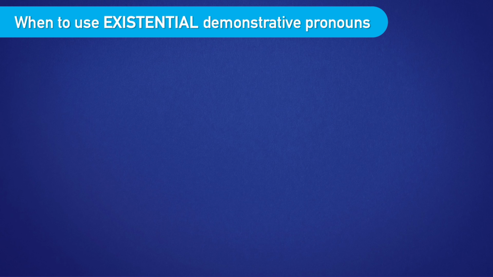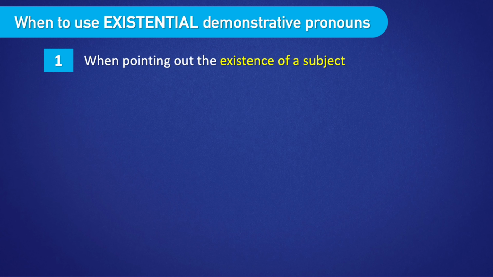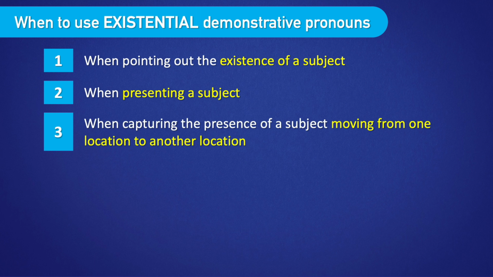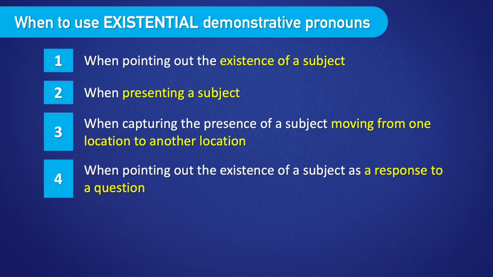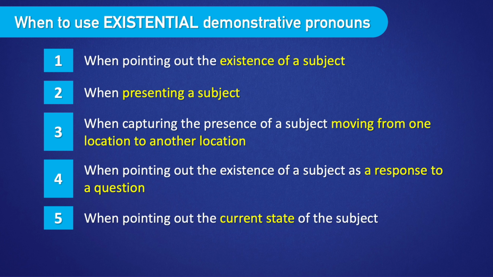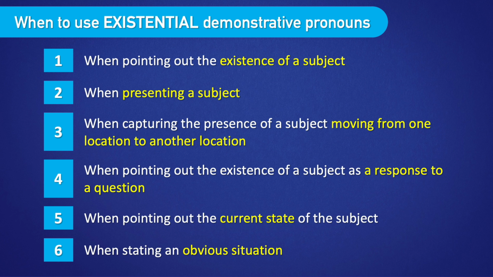These are: Number 1, when pointing out the existence of a subject. Number 2, when presenting a subject. These two are related and I will discuss them together. Number 3, when capturing the presence of a subject moving from one location to another. Number 4, when pointing out the existence of a subject as a response to a question. Number 5, when pointing out the current state of a subject. And number 6, when stating an obvious situation. There could be other instances, but I believe these are the more common ones.